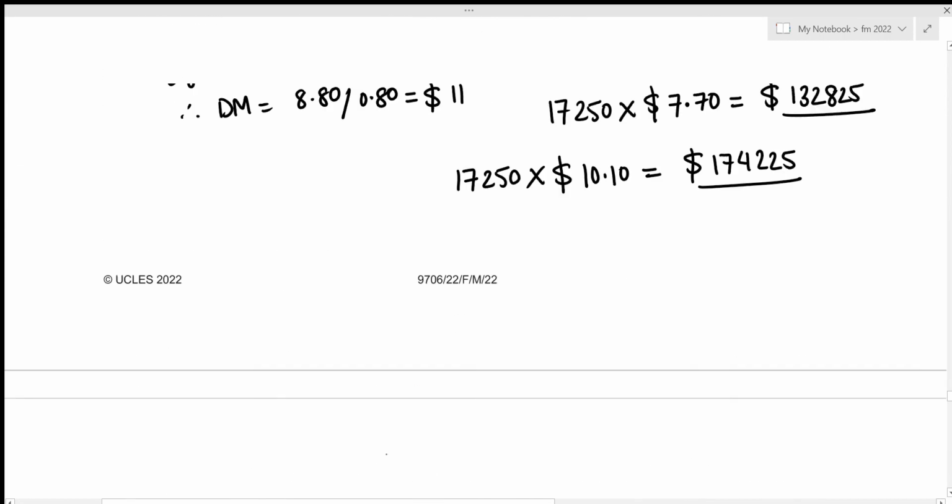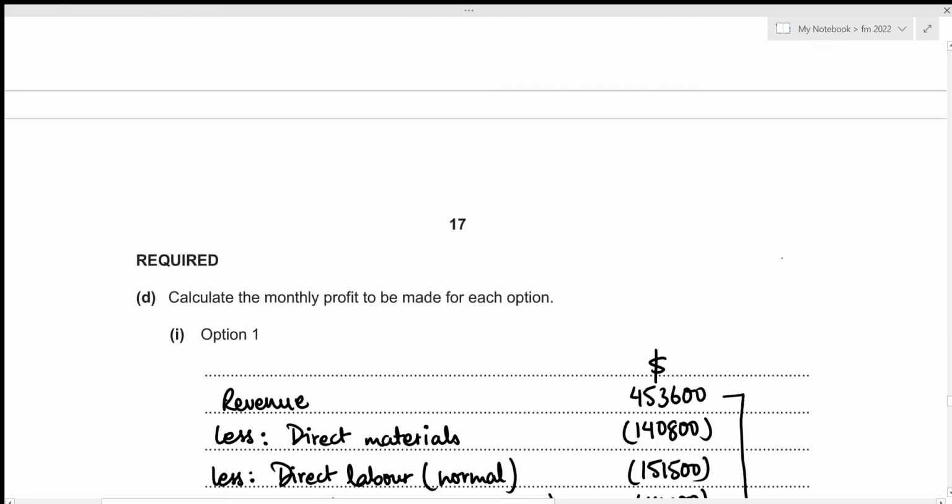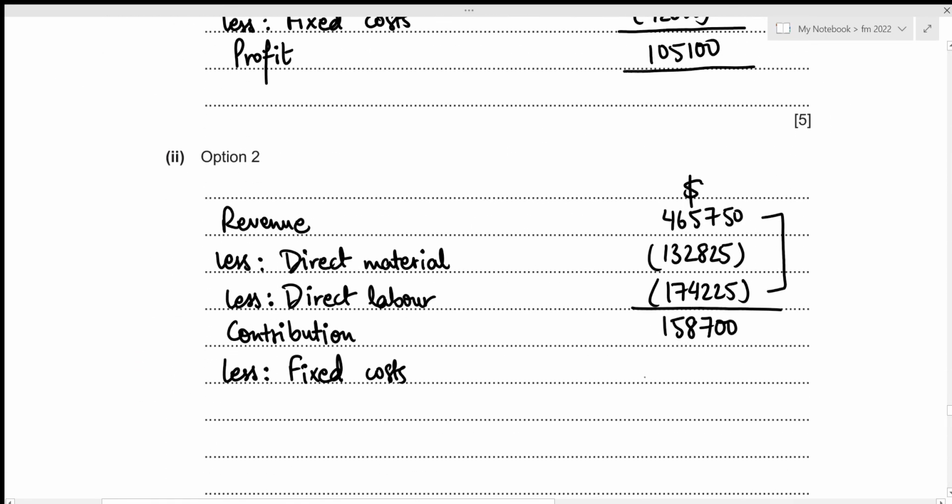Let's have a look. So the total fixed cost under option 2 is 45,300. Let's write it down. 45,300. And after subtracting the fixed cost from contribution, we can easily figure out the profit. In this case, that's going to be 158,700 minus 45,300, which results in the profit for the month under option 2 to be 113,400.